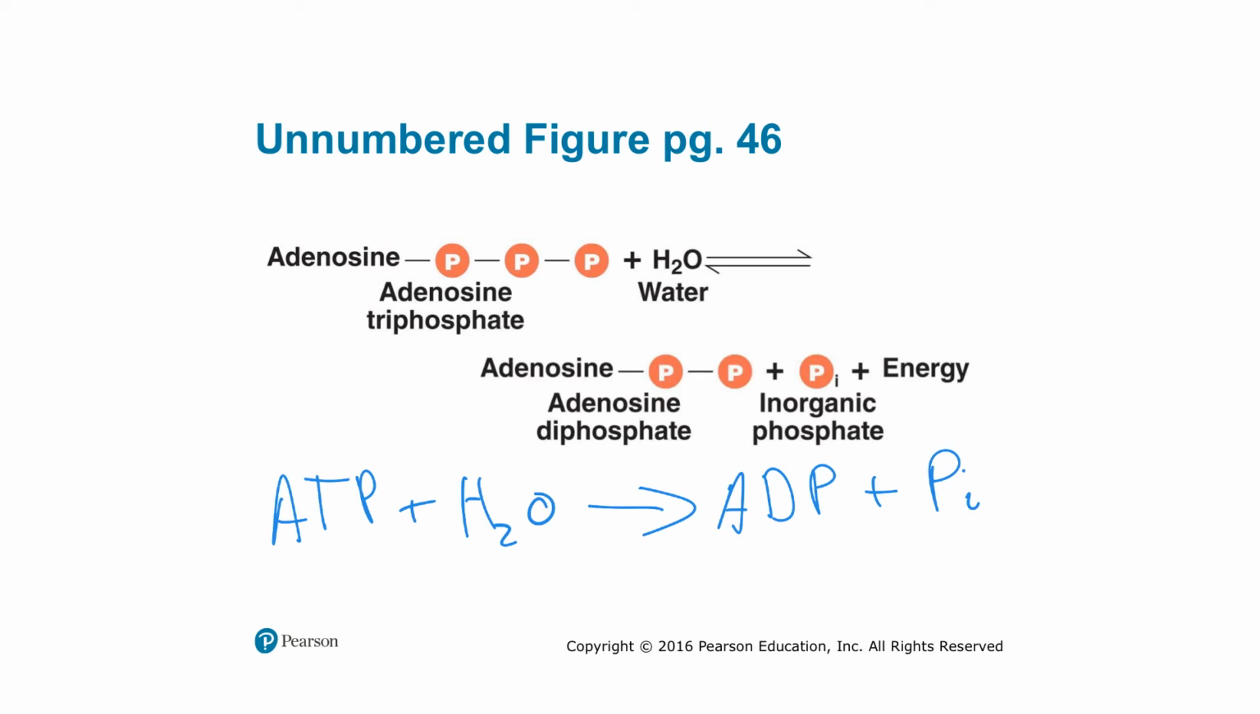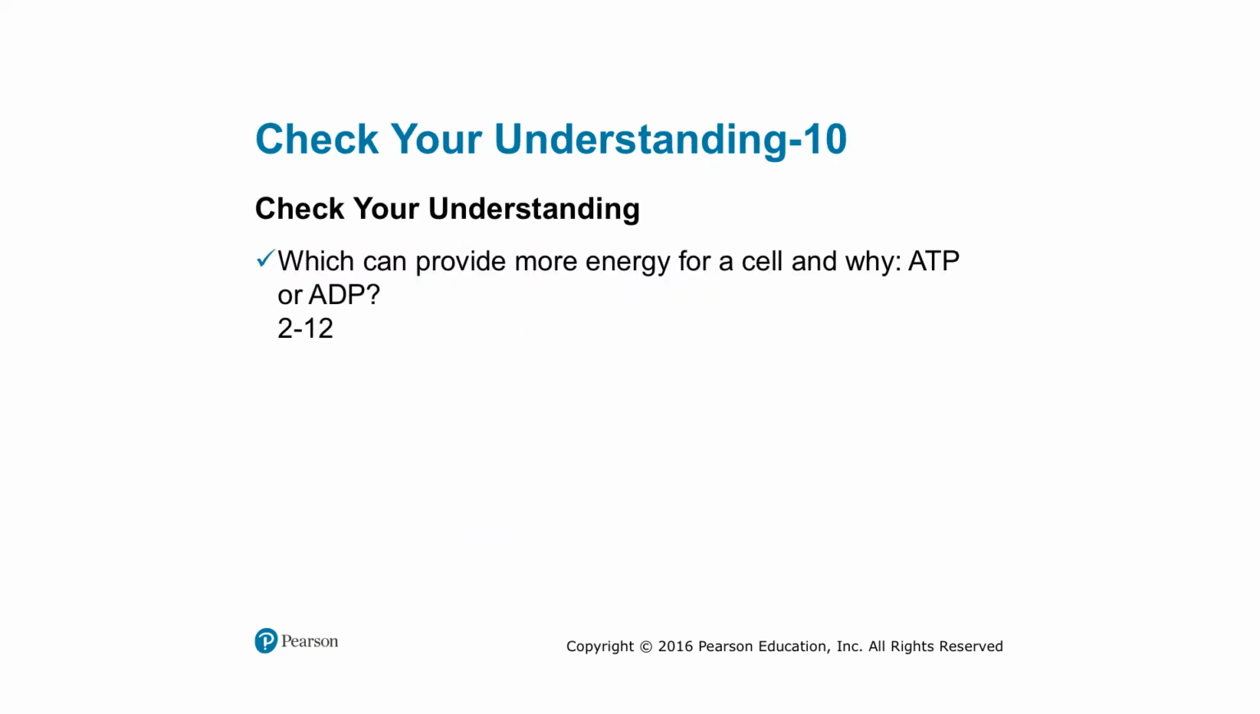Now this isn't a perfect chemical formula. I understand that there's a lot more that goes into this, but what we want to see is the adenosine diphosphate here, giving off that inorganic phosphate right here. And that can happen in a lot of different ways.